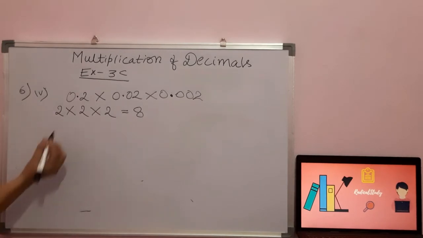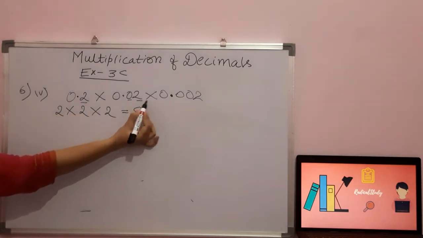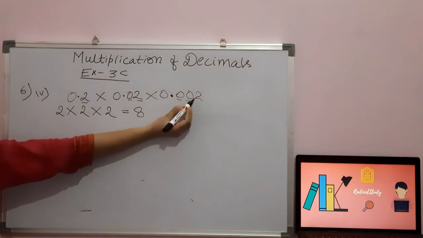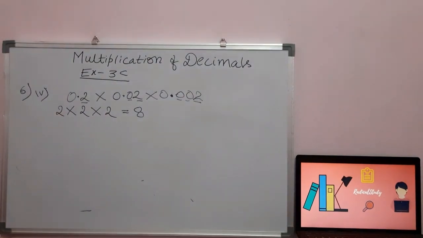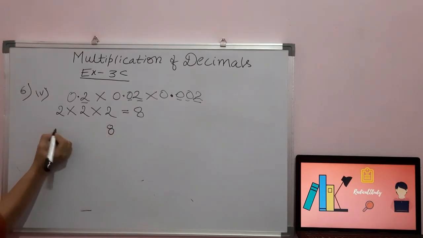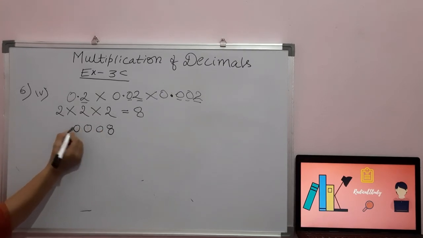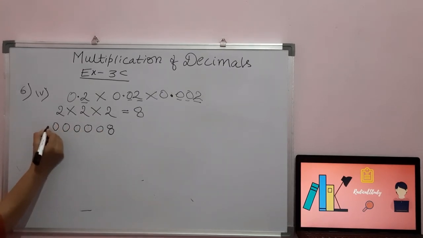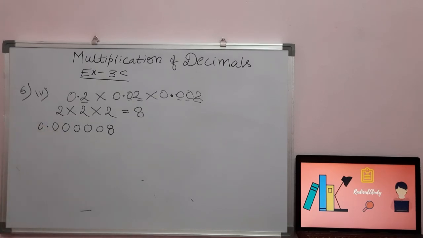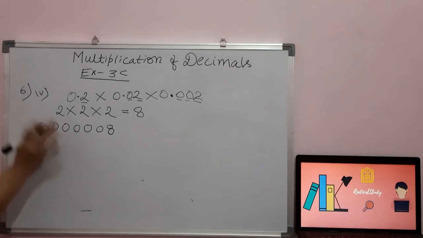Now as per the rule we have to count the number of decimal places. 1, 2, 3, 4, 5, 6. How many places are there, beta? There are 6 places after the decimal point. So there should be 6 places after the decimal point. 1, 2, 3, 4, 5, 6. This is the answer. The answer will be 0.000008. It may seem a little confusing, but if you do not understand, watch it again.